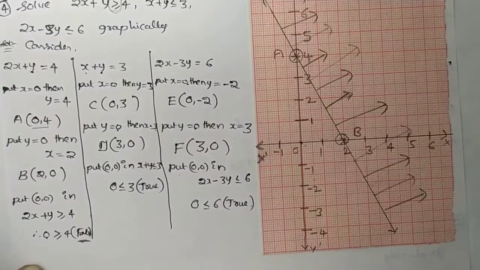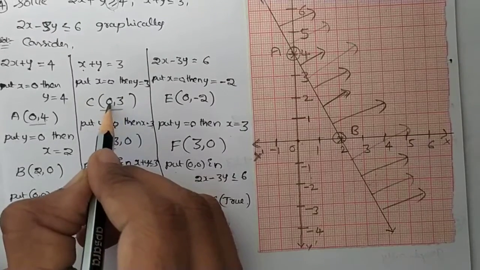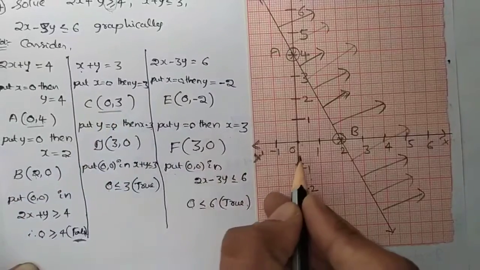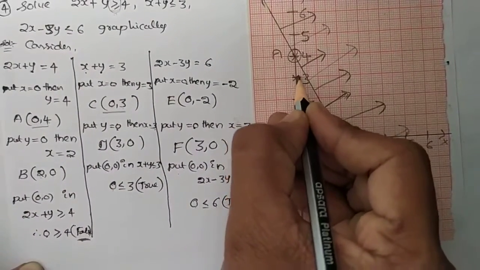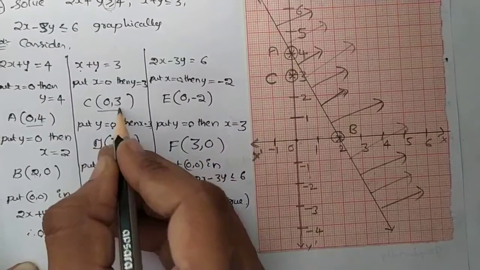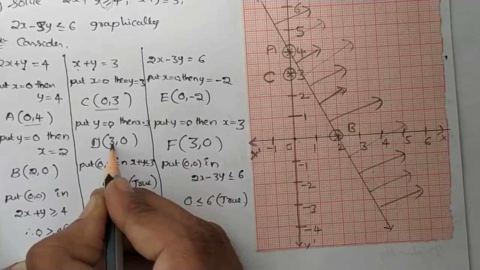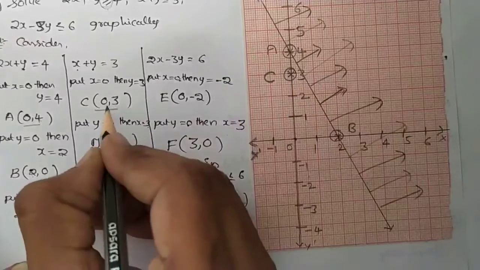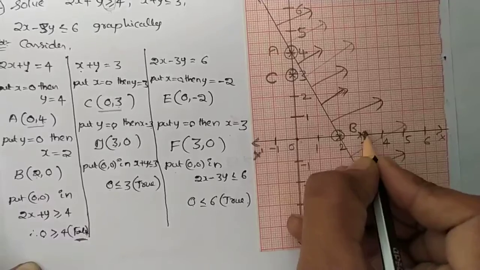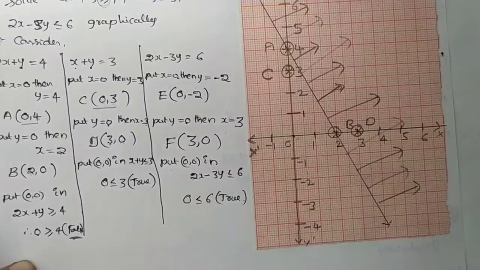Okay, next take the second inequality. Here the point C is what? 0 comma 3. Point C is 0 comma 3. X is 0, y 3. Yes, it will be the point C. Next 3 comma 0, it is a point D. X 3, y 0, it is a point D.